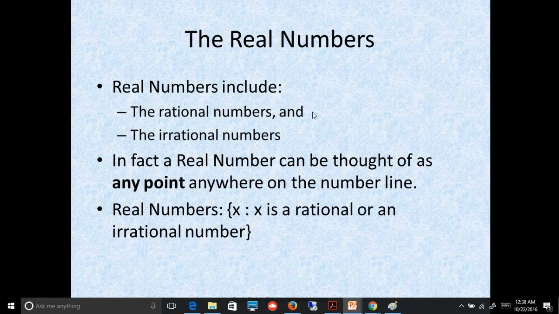Okay, the real number. What does real number mean? A real number is a combination of rational and irrational numbers. Whatever number you are calling, like natural number, integer, whole number, irrational number, all together are called real numbers. In fact, a real number can be thought of as any point anywhere on the number line.